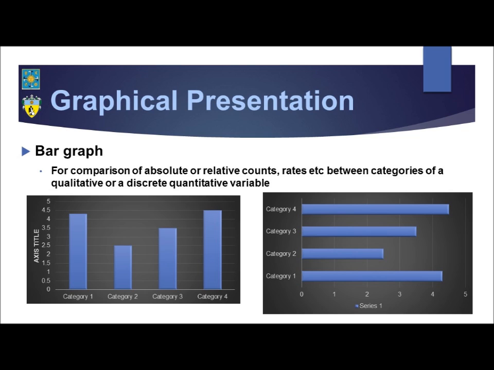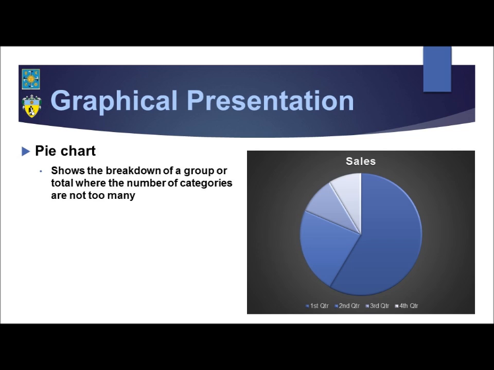of these bars. The bars should all be of equal width, and gaps should be made to separate them to emphasize discontinuity. A bar graph can be presented horizontally or vertically. Basically, qualitative variables are depicted by your horizontal bar graphs, while discrete quantitative variables are presented using a vertical bar graph. The next type of graph is your pie chart.